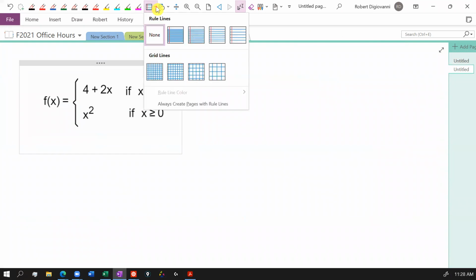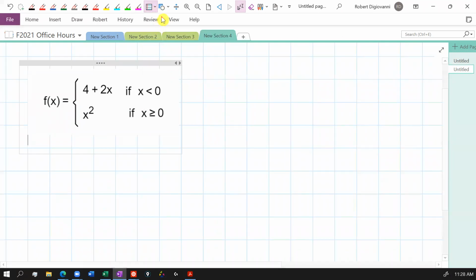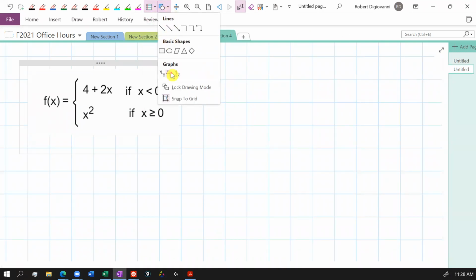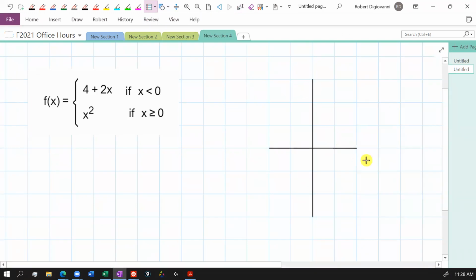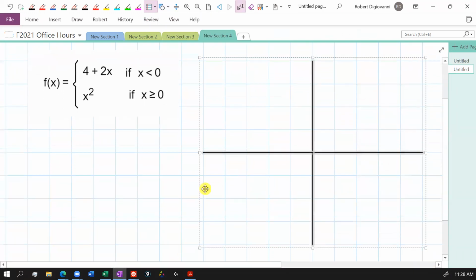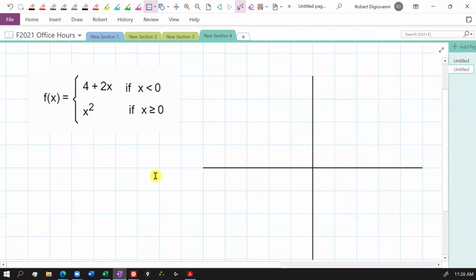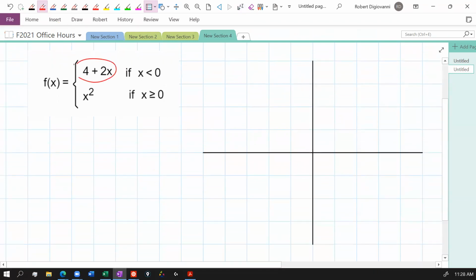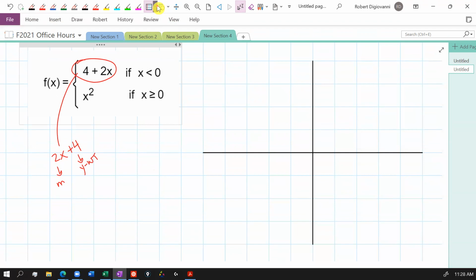So as before, I'm going to graph this thing. Okay, so the first piece here, we rewrite it as 2x plus 4. It's a line, it has a slope of 2 and a y-intercept of 4. So maybe I need some smaller squares here.